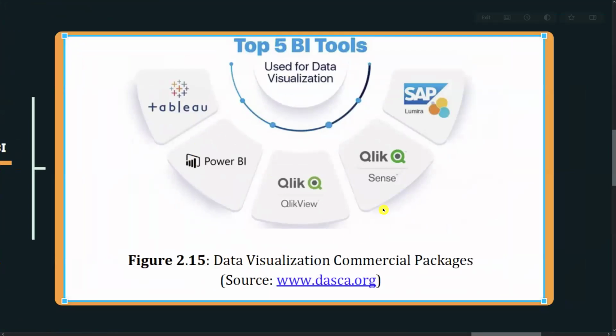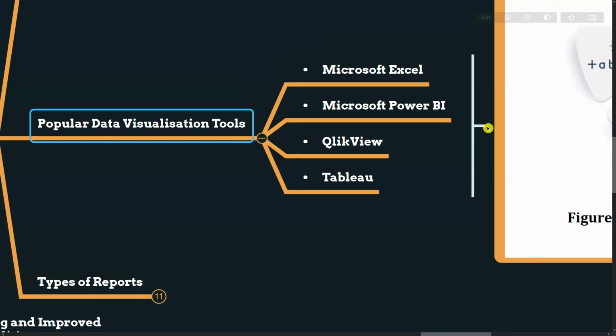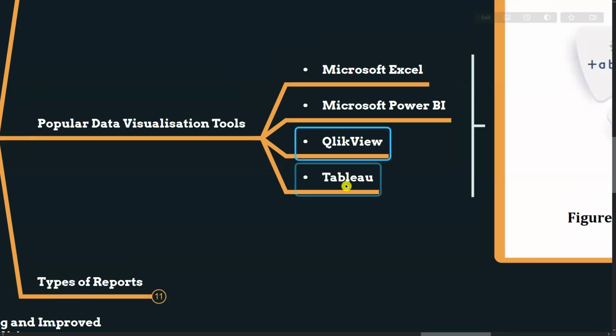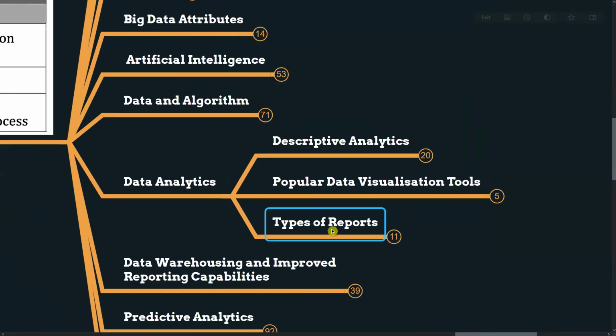So see the icon. This is Power BI. This is Tableau, QlikView, and SAP is also there. So these are the commercial data visualization packages. You must know what the data visualization software are: Microsoft Excel, Power BI, QlikView, Tableau. If you have the data and you know how to process the data, then after that you can come up with descriptive statistics and visualization tools, something like that.